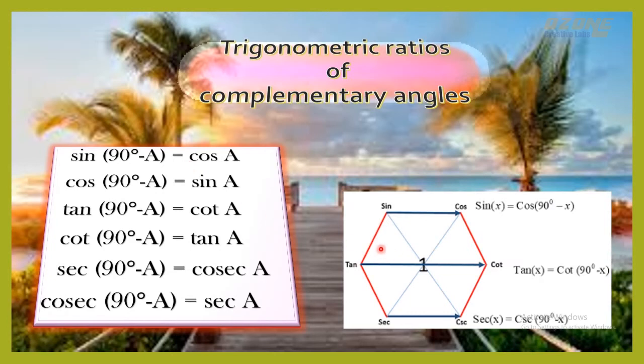To remember the formula, we will use the same hexagon which we have used already, and consider the straight lines: sine to cos, tan to cot, and sec to cosec. So in complementary angles, sine and cos are connected, tan and cot are connected, sec and cosec are connected. So we can write sin x equal to cos 90 minus x, and in reverse also we can write cos x equal to sin 90 minus x, and the same for each value.